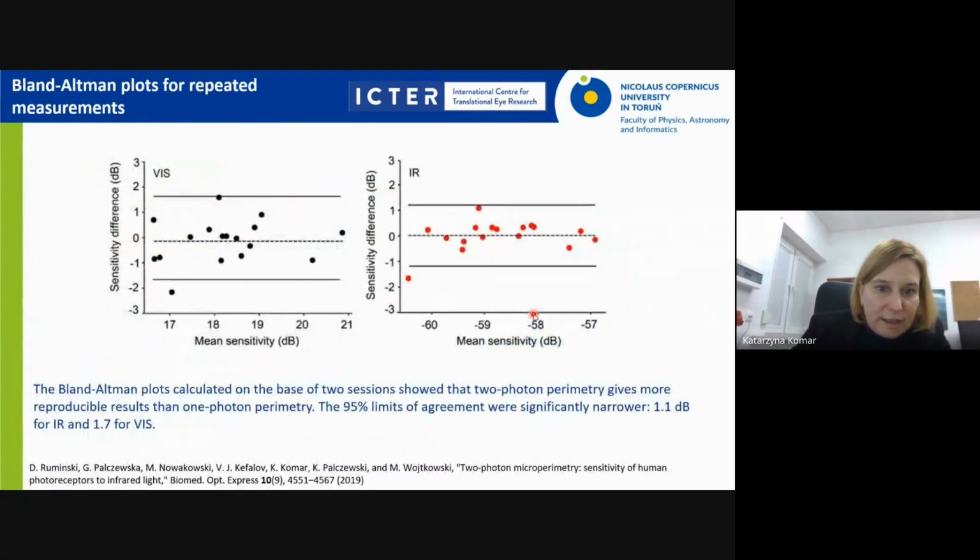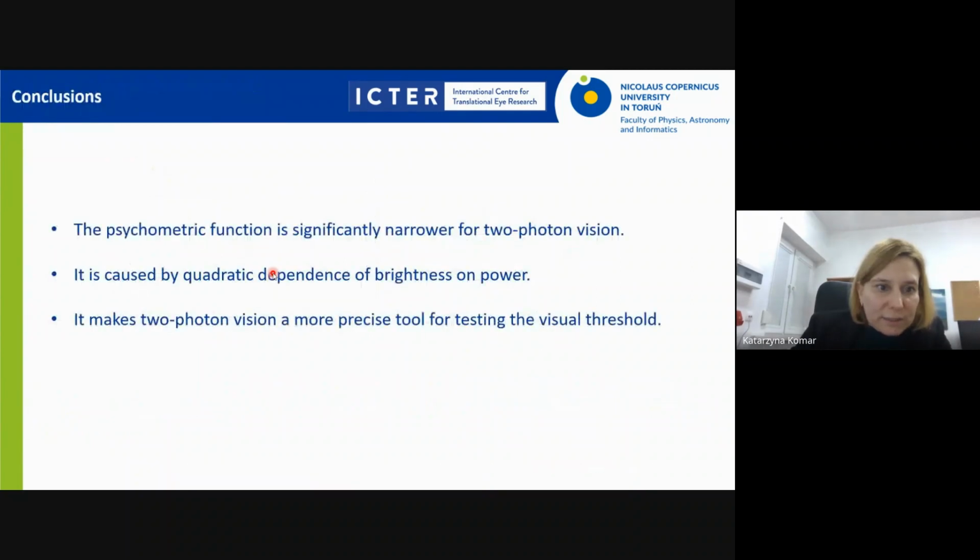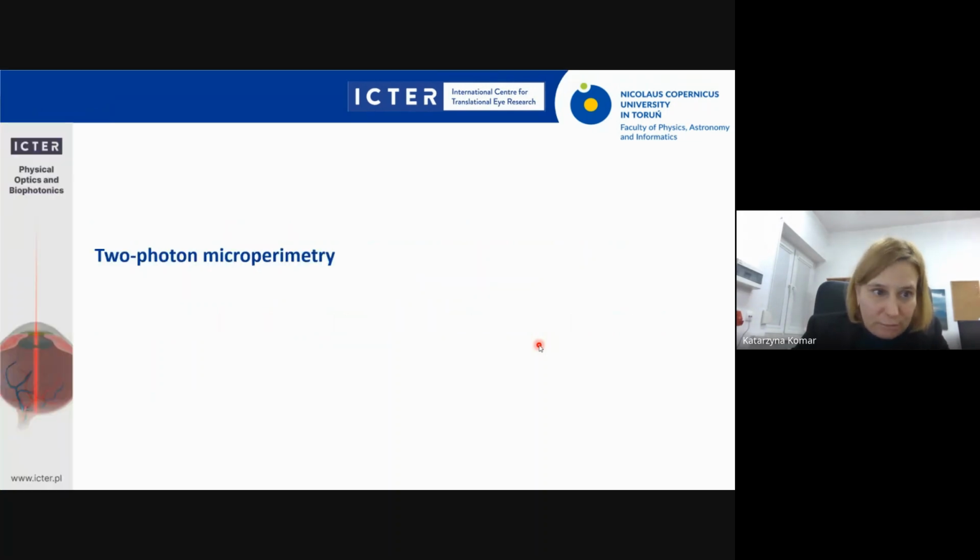Here are very similar results from an older paper. Here it is not exactly 2, however, it was 1.1 decibel for infrared and 1.7 for visible. So what is the consequence? The psychometric function is significantly narrower, which is caused by the quadratic dependence of brightness on power, and it makes two-photon vision a more precise tool for testing the visual threshold, and it leads us to an application of two-photon vision.